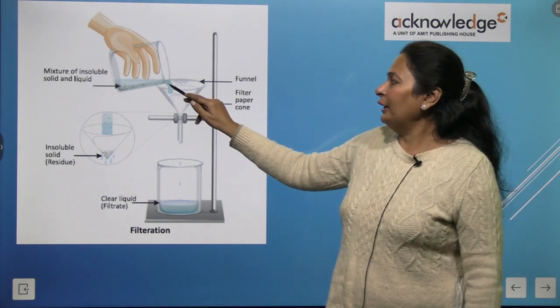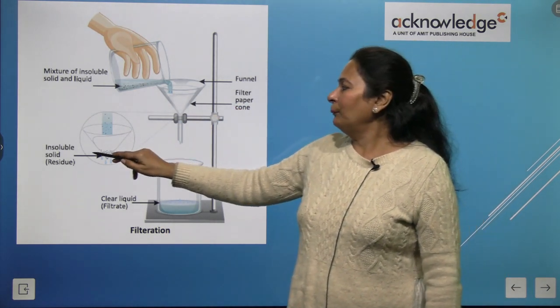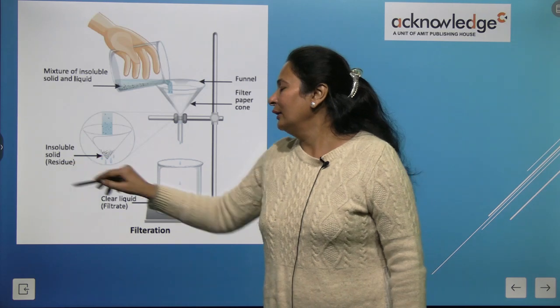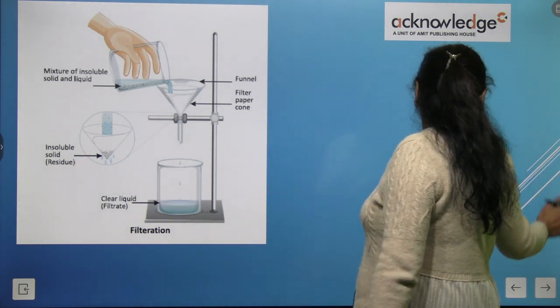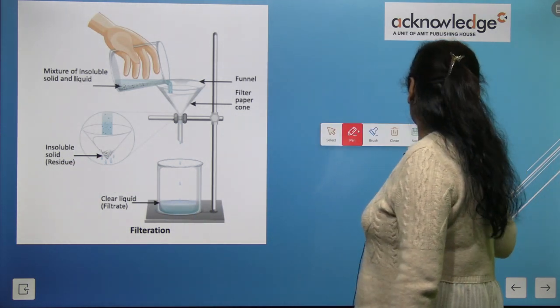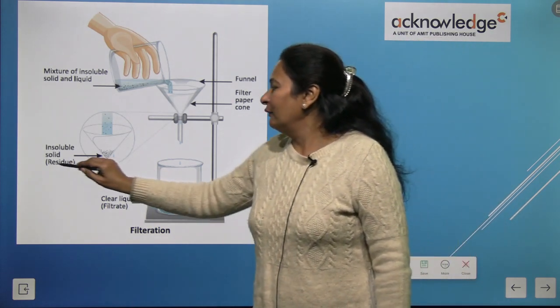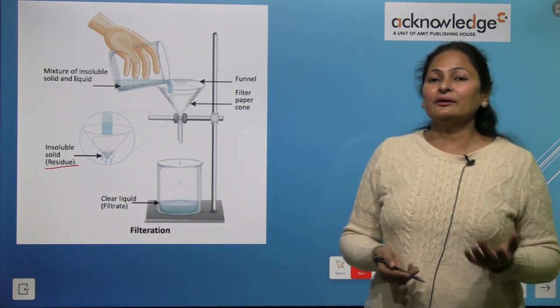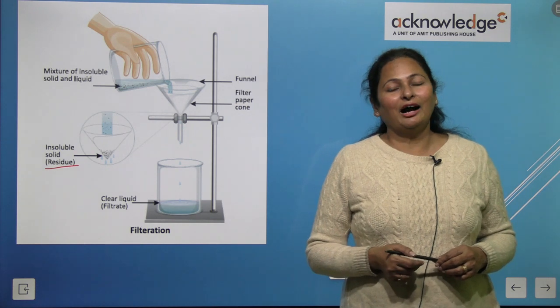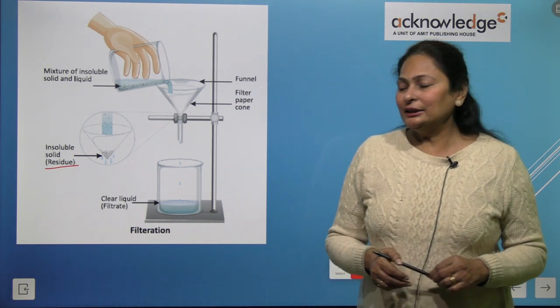So the impurities that are left on the paper are called residue. We will not call them impurities now, we will call it residue. This is the residue that we get after filtration.